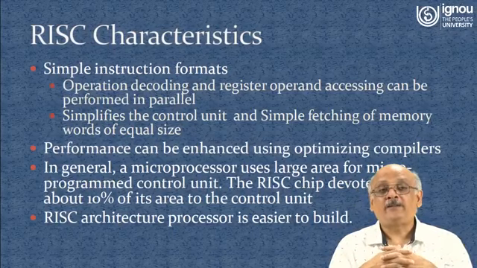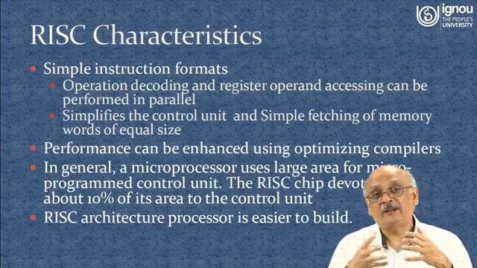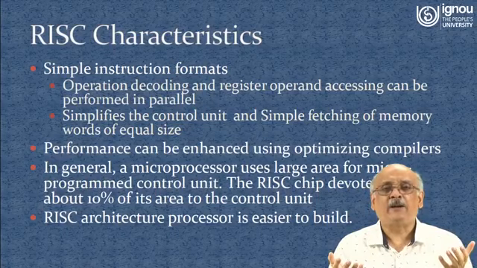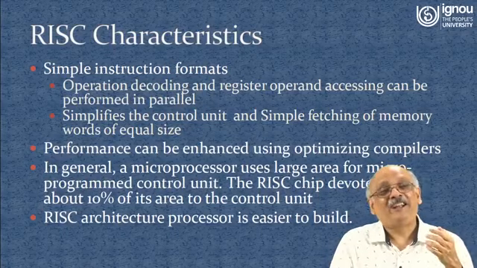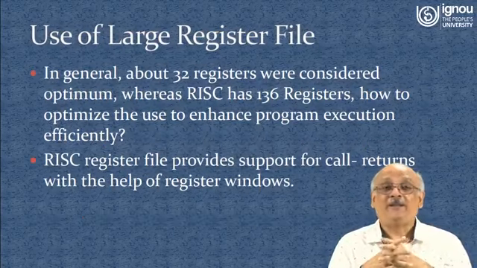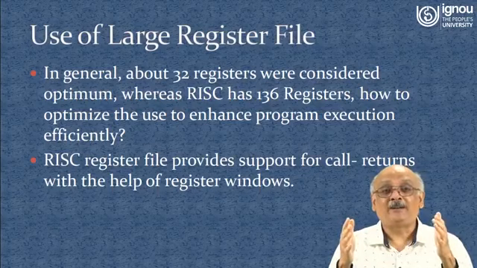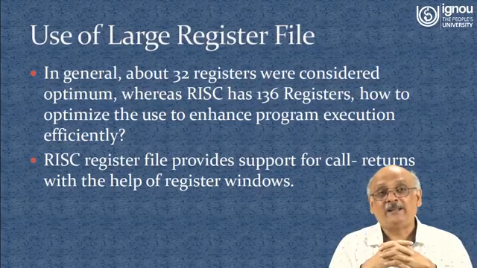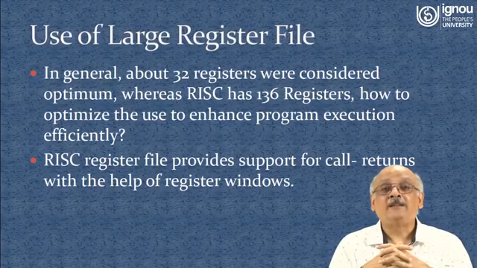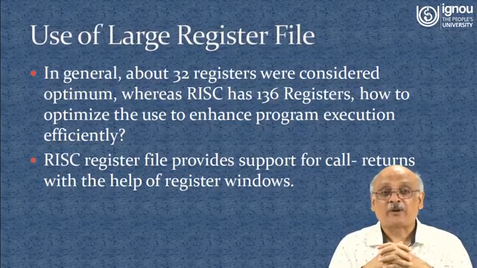Then the RISC architecture processor is easier to build because of the simpler logic and simpler instruction set, simplicity everywhere. So simplicity led to easier design and better performance. But then we had a huge area available to us in the microprocessor. So how can we use that particular area? Well, in reduced instruction set computers, we use large register files.